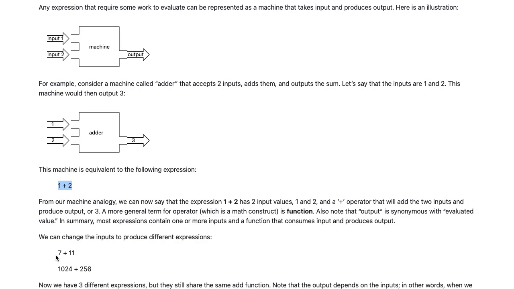We can change the inputs to produce different expressions. For example, we can change 1 plus 2 to 7 plus 11, or 1024 plus 256. Now we have 3 different expressions, but they still share the same add function. Note that the output depends on the inputs. In other words, when we vary the input, the output also changes, even if the function stays the same. When the inputs were 1 and 2, the output is 3. But when the inputs are 7 and 11, the output is 18.